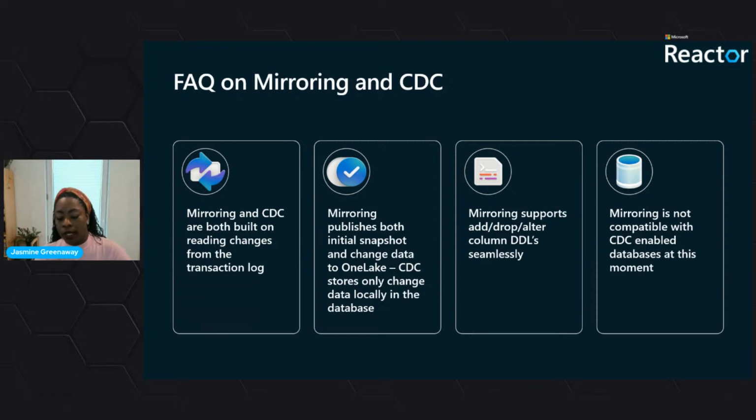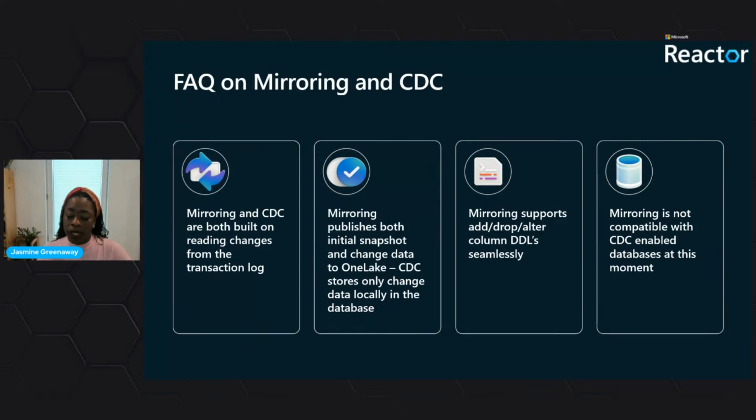Mirroring supports changes to your database schema seamlessly. So essentially, if you add another table, or maybe you make some alterations to your table, that gets captured in there. So no additional configuration needs to be done there.